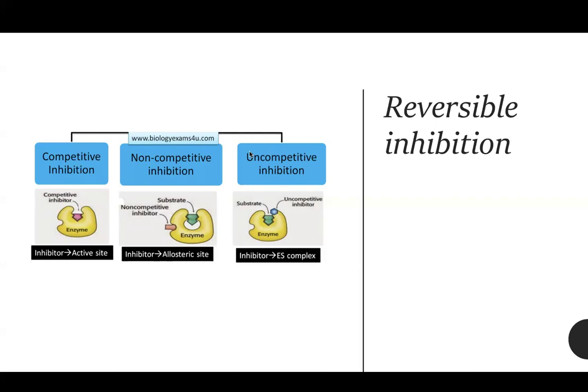Contrary to irreversible inhibition, this can be reversed. There are 3 different types, and they all sound super similar, so this is really fun. We have competitive inhibition, non-competitive inhibition, and uncompetitive inhibition.